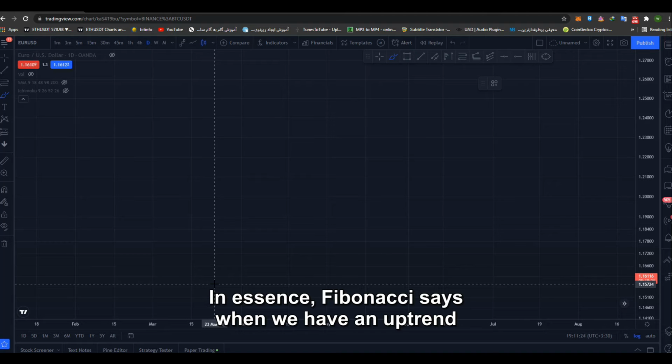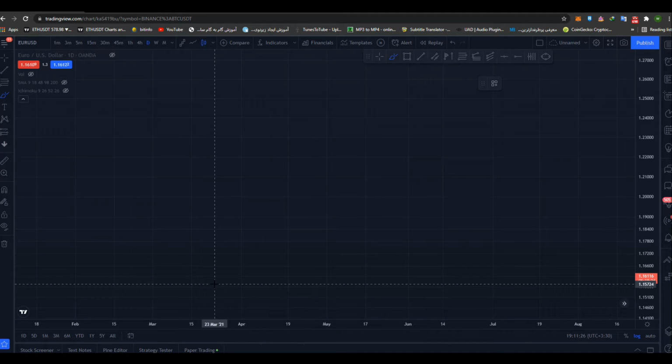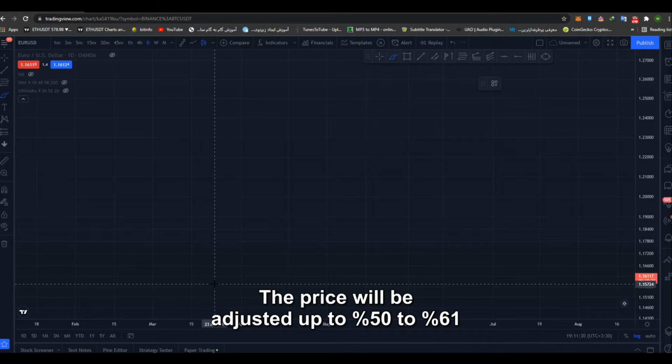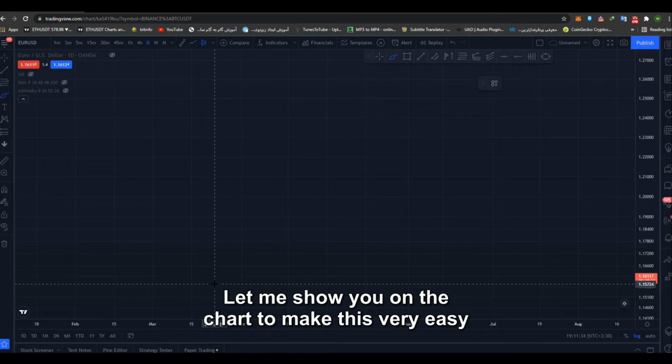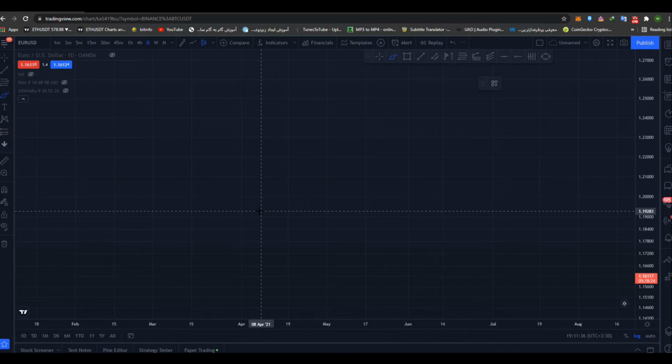In essence, Fibonacci says when we have an uptrend, this move will definitely bring price correction. The price will be adjusted up to 50 to 61. Let me show you on the chart to make this very easy.